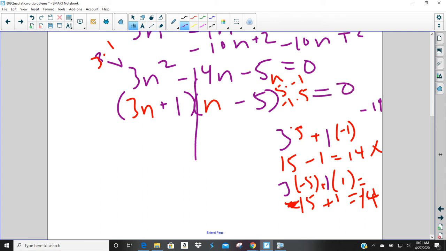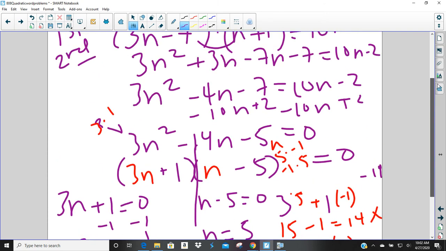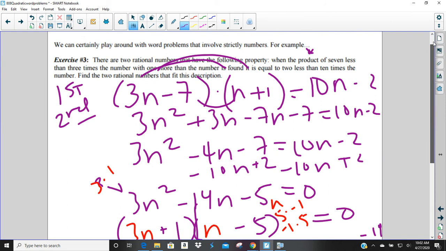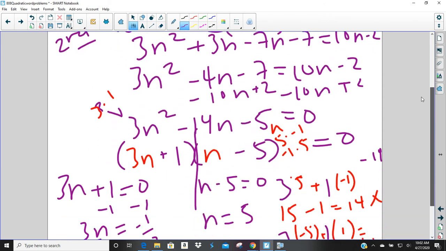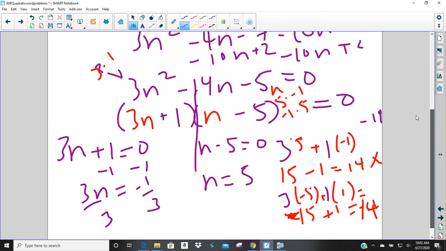So now what I do is I make my line down the middle. I get 3n plus 1 equals 0, and I get n minus 5 equals 0. When I do the math, look at this. I'm already seeing n equals -1/3, and n equals 5. So what do they want to know? They wanted to know, find the 2 rational numbers that fit this description. There are 2 rational numbers that have the following property. Okay, so we have a solution of 5, and we have a solution of -1/3.